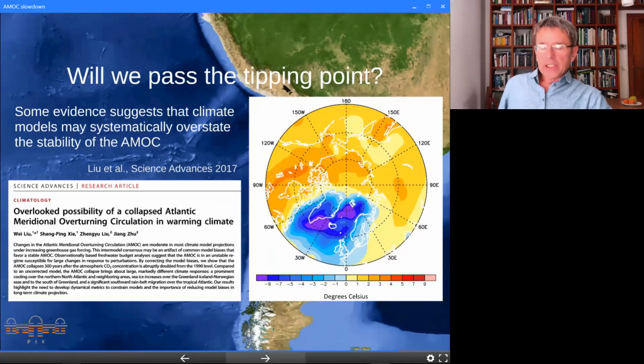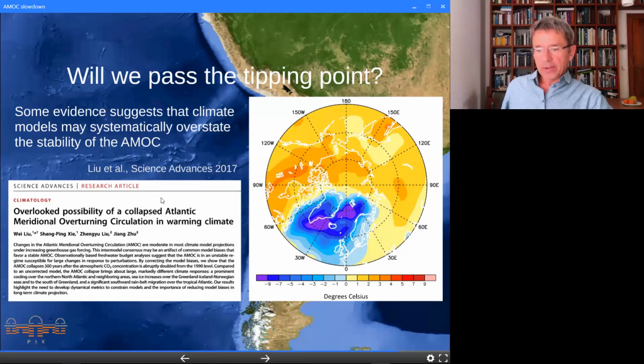You will often read that the IPCC says it is very unlikely that we pass a tipping point, but that just means the risk is less than 10%, which I would say is still far too high to take this risk. Would you board a plane that has a 10% chance of crashing? I wouldn't. And I don't think we should push the Earth system to a point in this century where we have a 10% chance of collapsing the Atlantic overturning circulation.